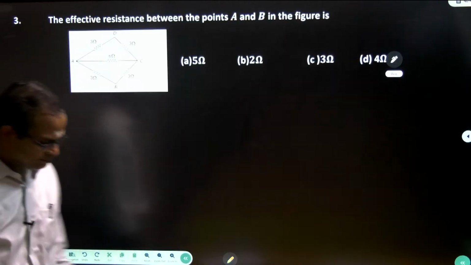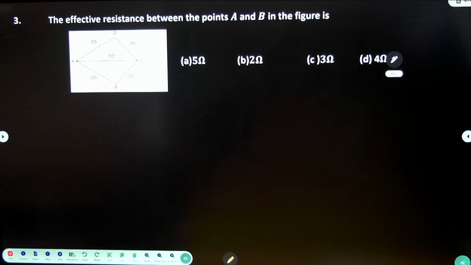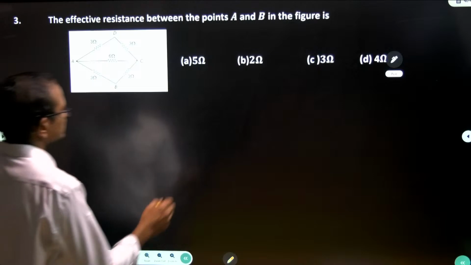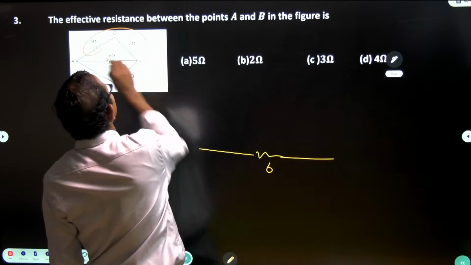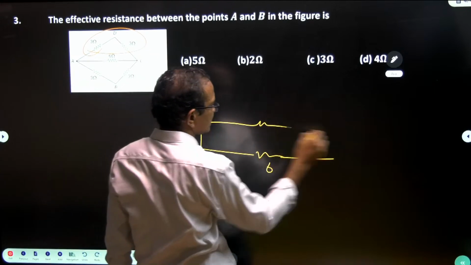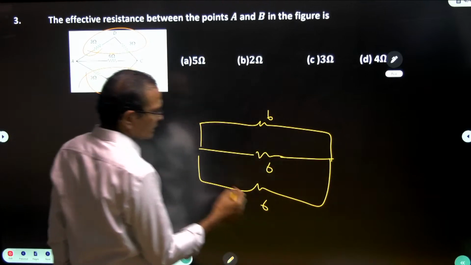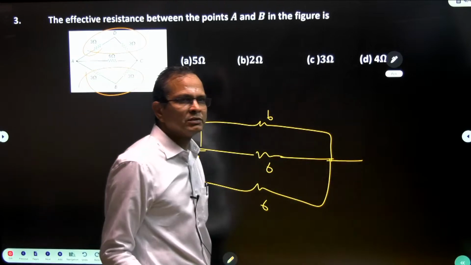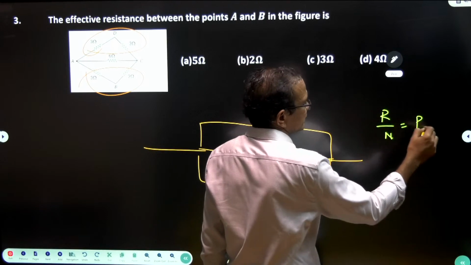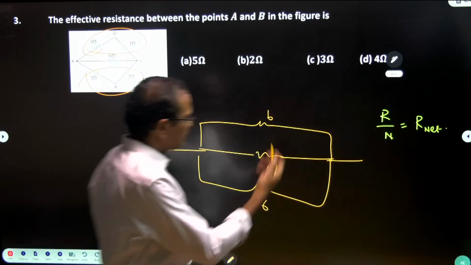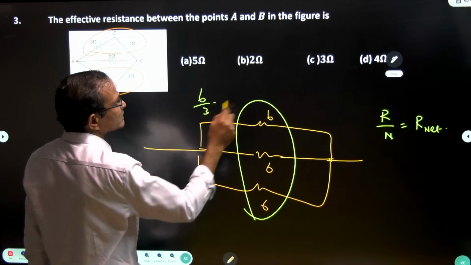Next, question number 3. Come on. 2 is the answer. Very good. That's the right answer. Because this is 6. Here 3 plus 3, another 6. Again here 3 plus 3, another 6. So clearly they are connected in parallel. If n number of R is connected in parallel, R by n is R net. You know that. So here 3 number of 6. Therefore, straight away you put 6 by 3. 2 is the answer.